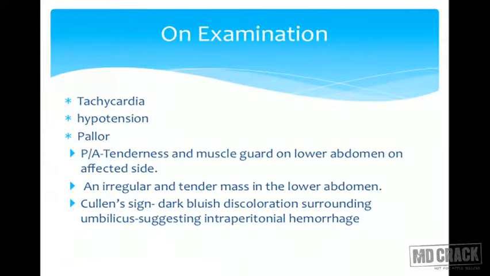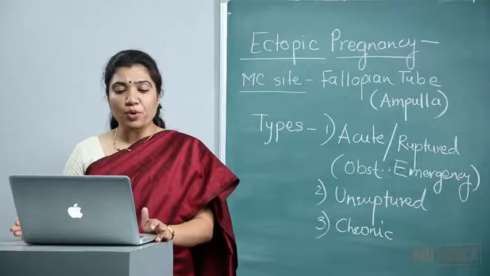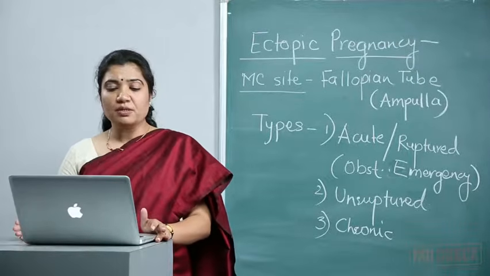On examination, the patient would have tachycardia. She may be in hypotension or in shock. She would be pale because she is losing blood in her abdominal cavity. The pallor will depend on how much blood she has lost. Per abdomen, there would be tenderness, muscle guard on the lower abdomen on the affected side.